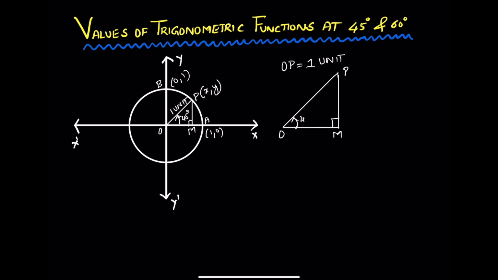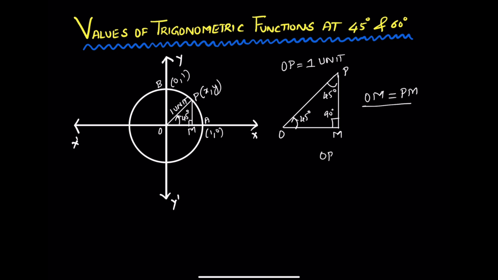Now this is 45 degrees. So in a triangle, the total angles are 180 degrees. So if this is 90 and this is 45, this again will be 45. When the angles formed at O and at P are both 45, OM is equal to PM. So now we can apply this relation to the Pythagoras theorem.